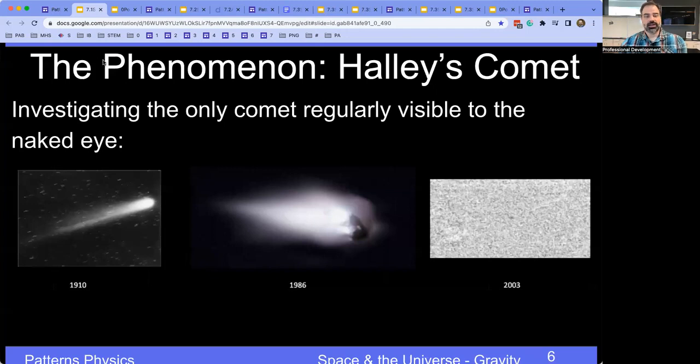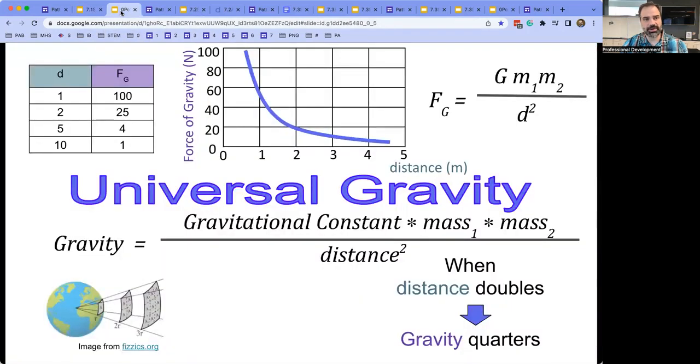With that, it is themed on Halley's Comet. So we got one of the first pictures of Halley's Comet, its return, really high quality image of its return in 1986. And then Hubble took a picture of it back in 2003 when it was pretty far out there. All right, after data mining, they realize and find the pattern with it is inverse square.